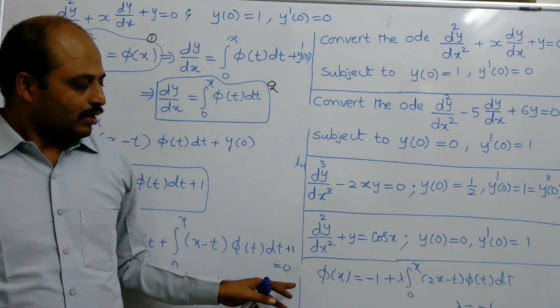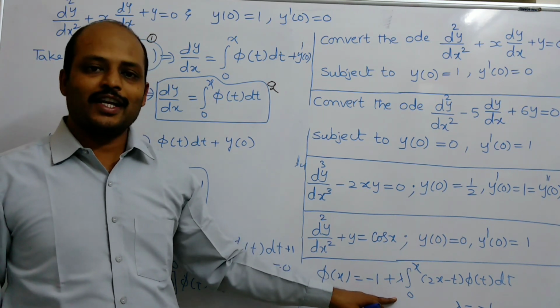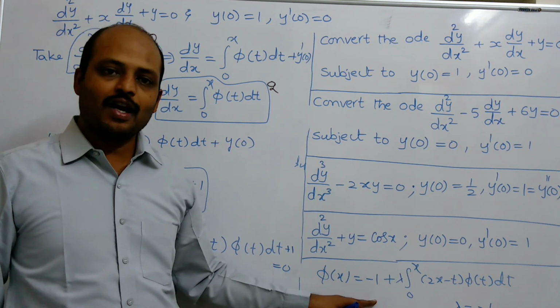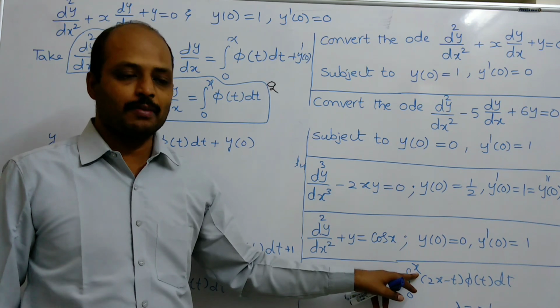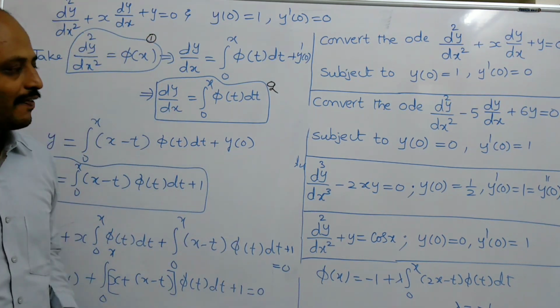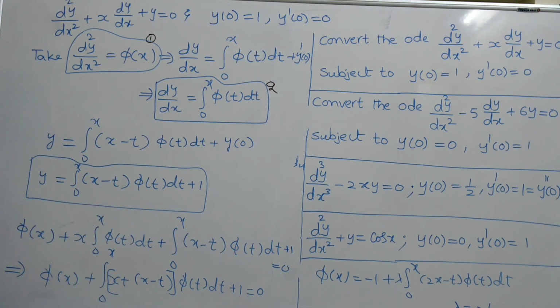And this type of integral equation is known as Volterra integral equation of second kind, because the integral upper limit is variable. So this type of integral equation is known as Volterra integral equation of second kind. So observe the method. If you want to take a screenshot, you can now.